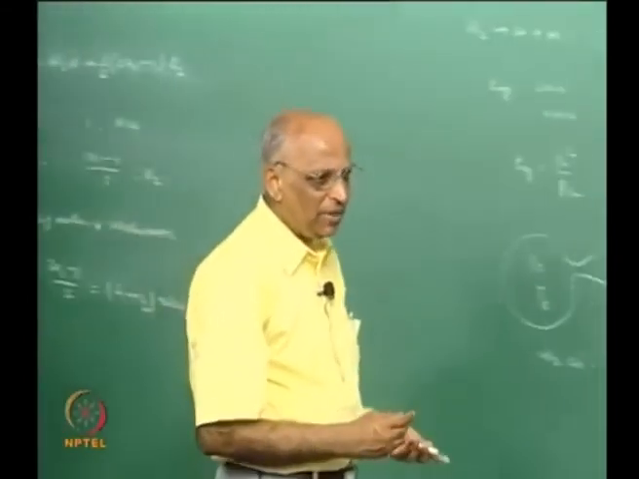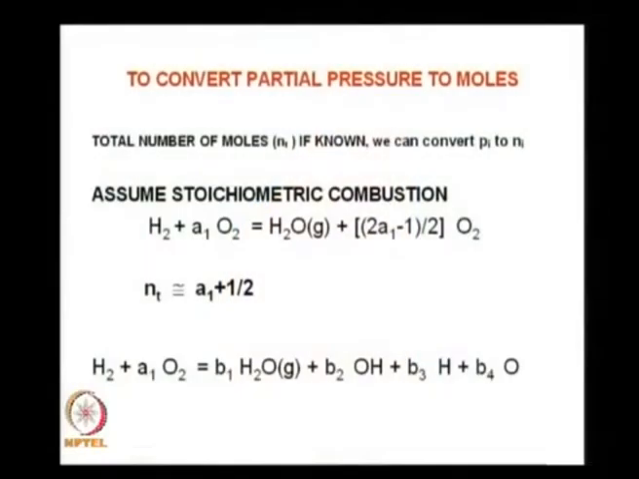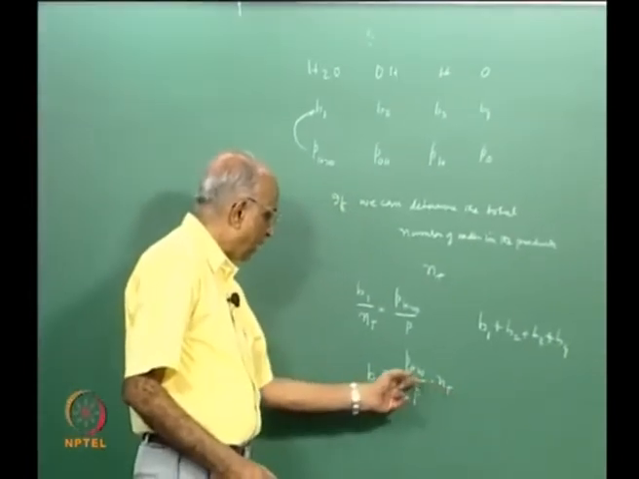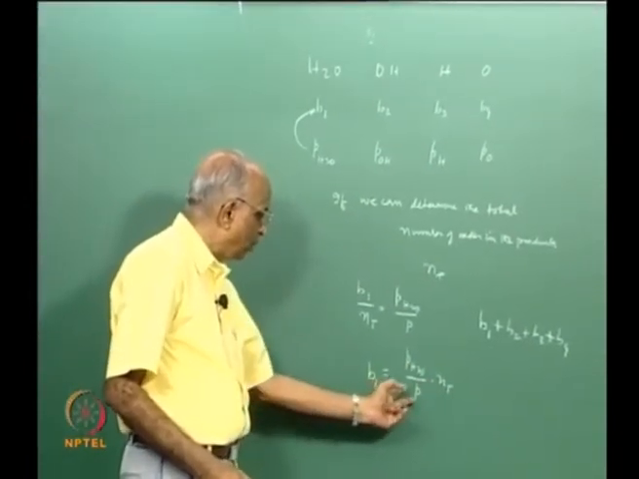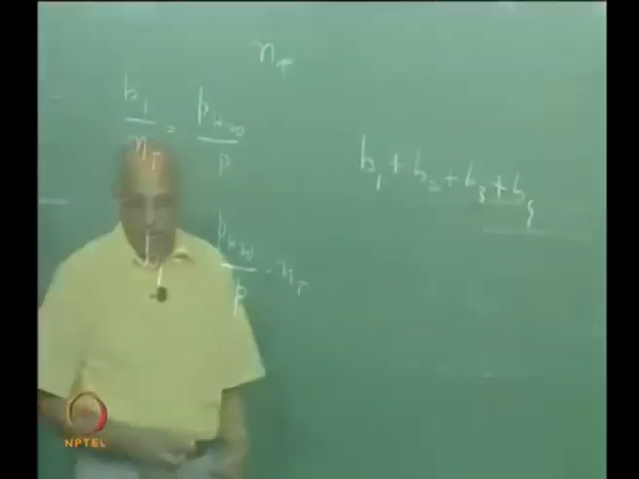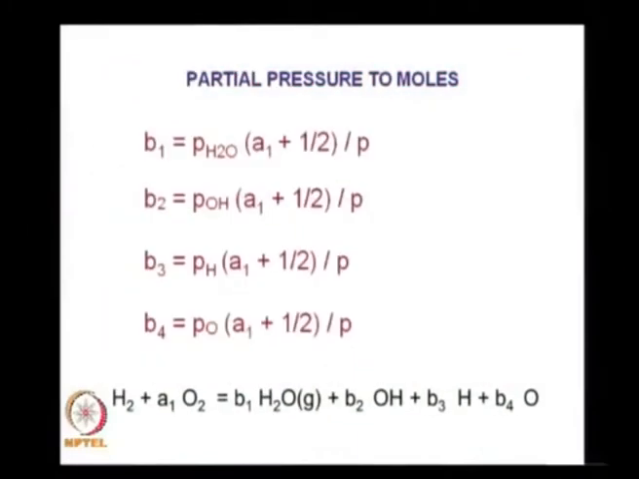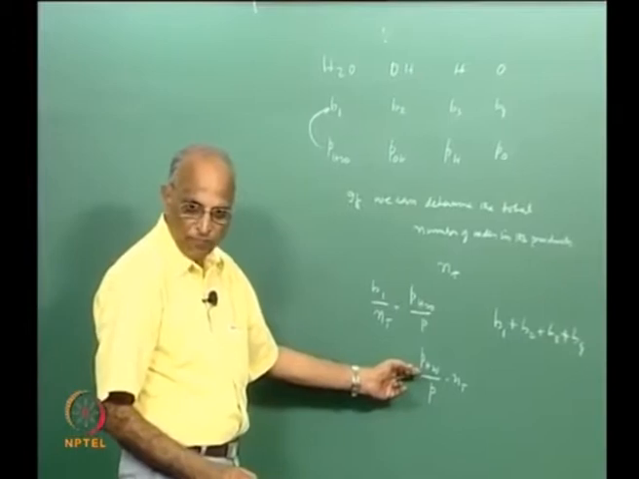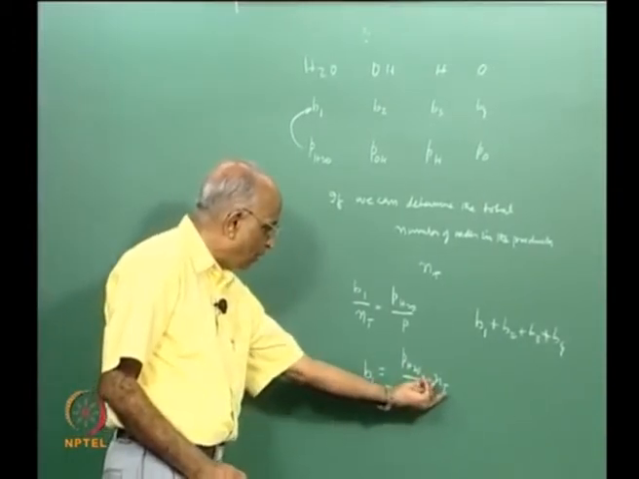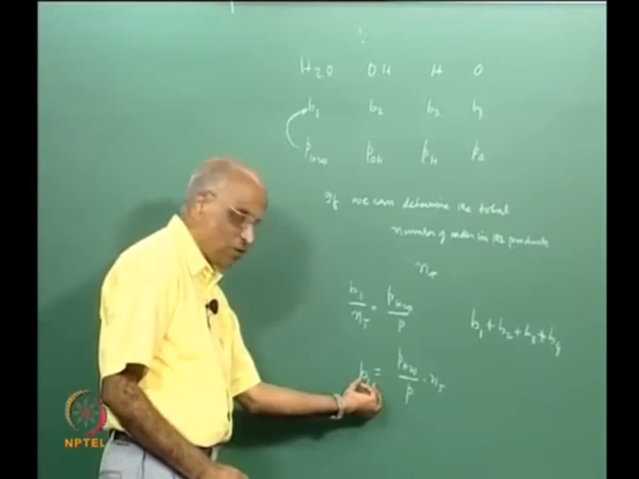Therefore, to begin with, we will assume that the total number of moles we are going to get is A1 plus half. Mind you, it is stoichiometry. I am assuming, let the total number of moles in the products be this. If this is so, I now know the total number of moles, and therefore I can calculate PH2O as equal to B1 into P divided by NT. B1 is equal to PH2O divided by the pressure, into the total number of moles, so I can get the value of B1.